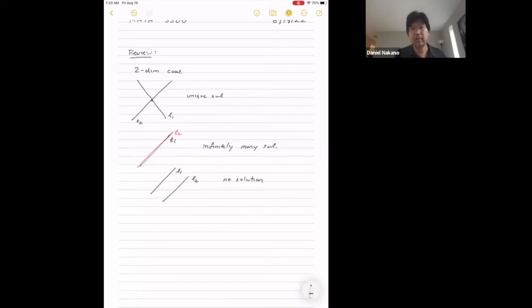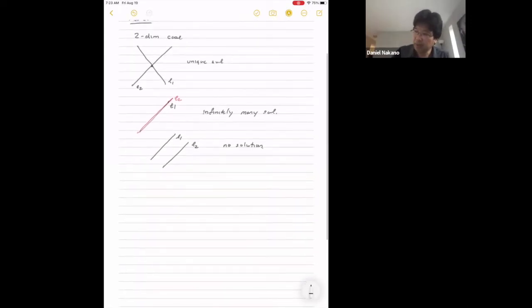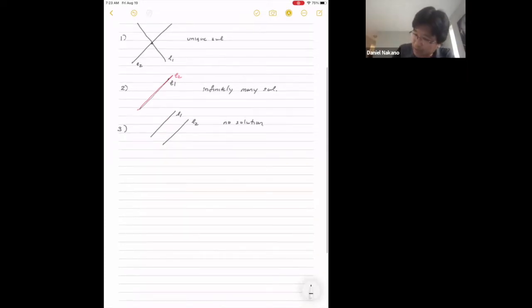And last time what we did was we looked at an example of the first case, and then we put this in the context of looking at vector equations. So let me call this case 1, case 2, and case 3 here. All right, so let's revisit case 1, and then we'll go on to case 2.